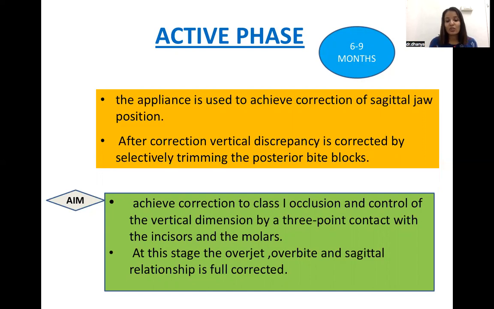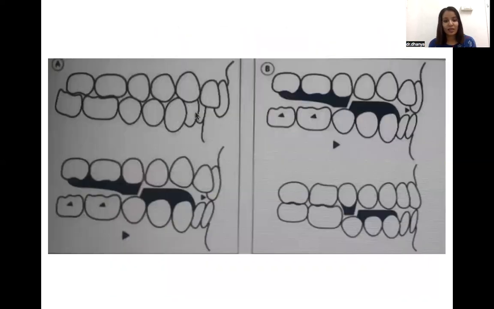At this stage, the overjet, overbite, and sagittal relationship will be fully corrected. So in the active phase, you should obtain these overjet, overbite, and sagittal relationship corrections. As you can see here, these are the changes we have explained. This occlusion is changed to this, then trimming is started.